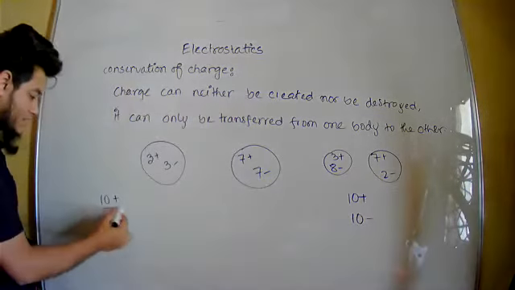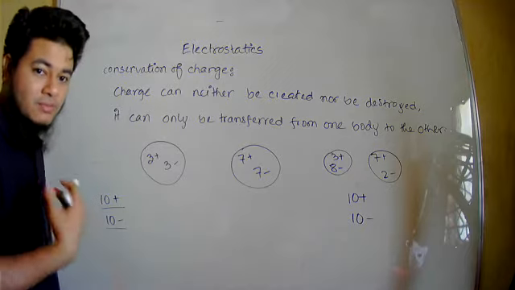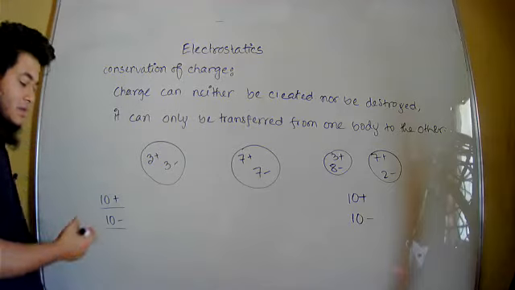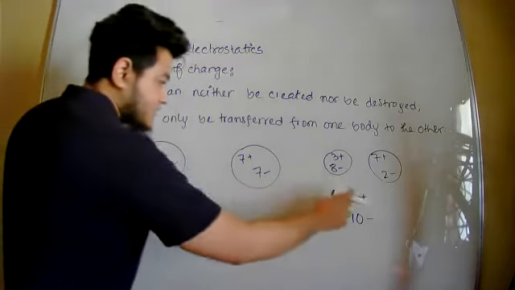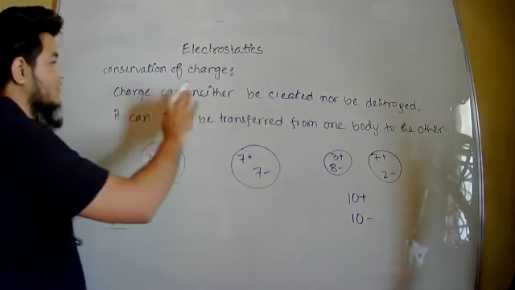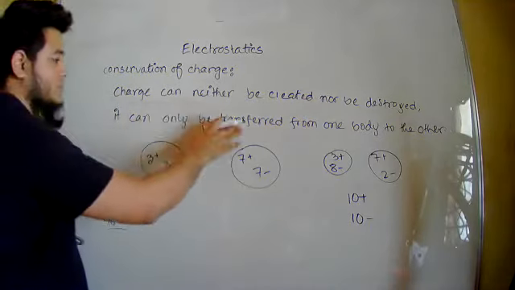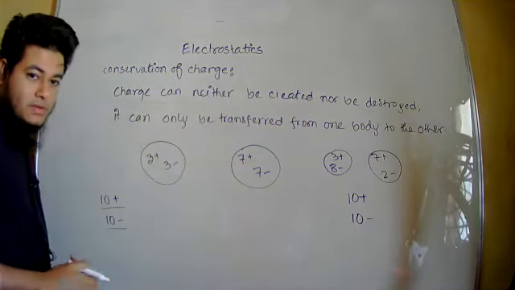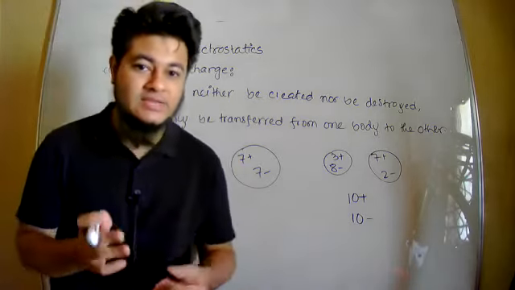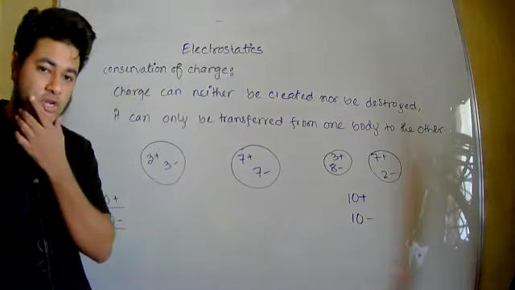You can see that before and after this rubbing or friction process, the total number of charges is the same, right? So no charge was created or destroyed, it was only transferred from one body to the other, but the total amount of charge is constant, and that is the conservation of charge. Did you understand the conservation of charge?